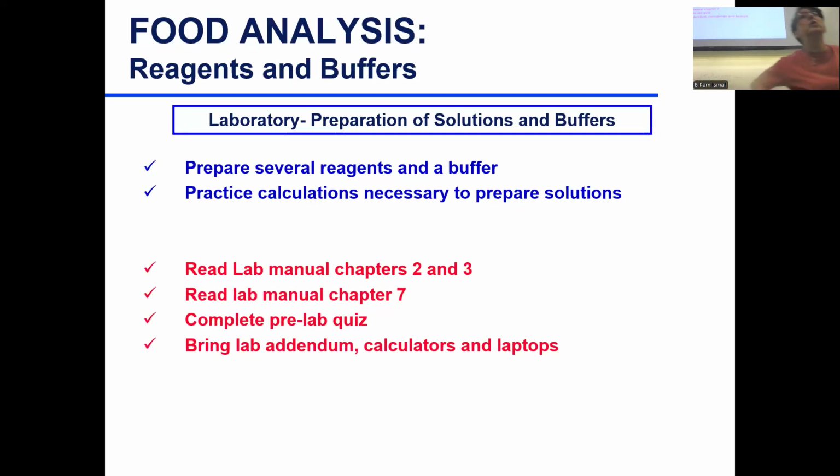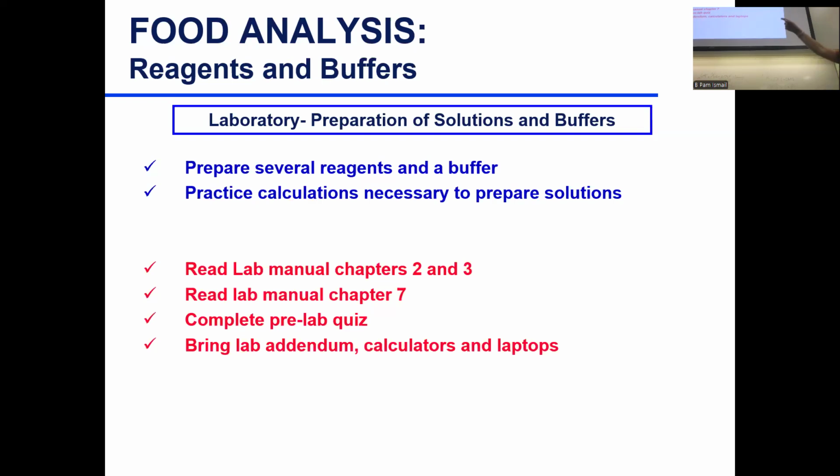This is what we're going to do next week in lab. So the introductory chapters in the lab manual is all about dilutions and buffers and preparing reagents. So it's a good read, bedtime story, to read them.